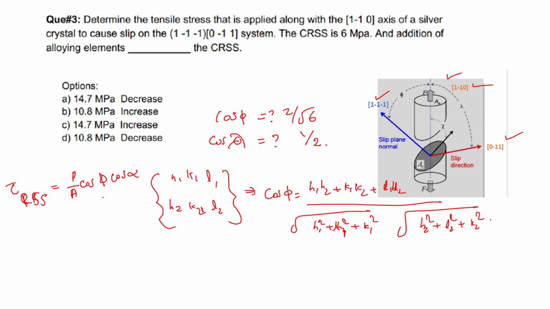Otherwise, what you can do is solve it. P by A means your sigma value. So it will be 6 is equal to sigma star times 1 over root 6. If you do cos alpha cos phi, the 2s will cancel, and 1 over root 6 will be there. From there you have to find the answer, 14.7. Yes, it will be 14.7.